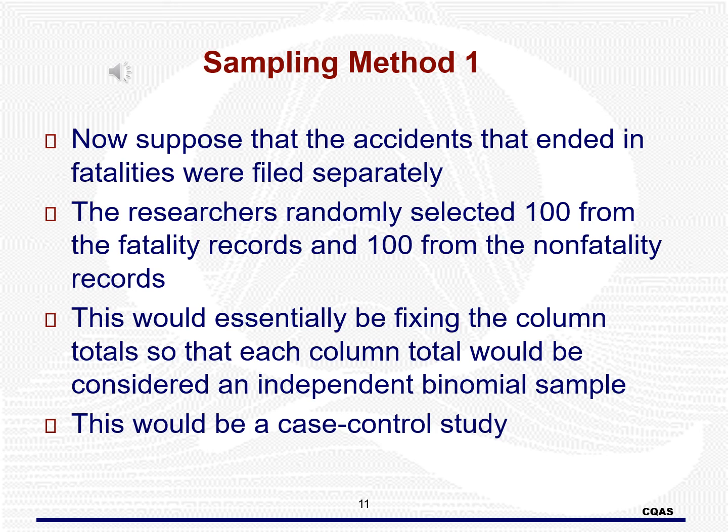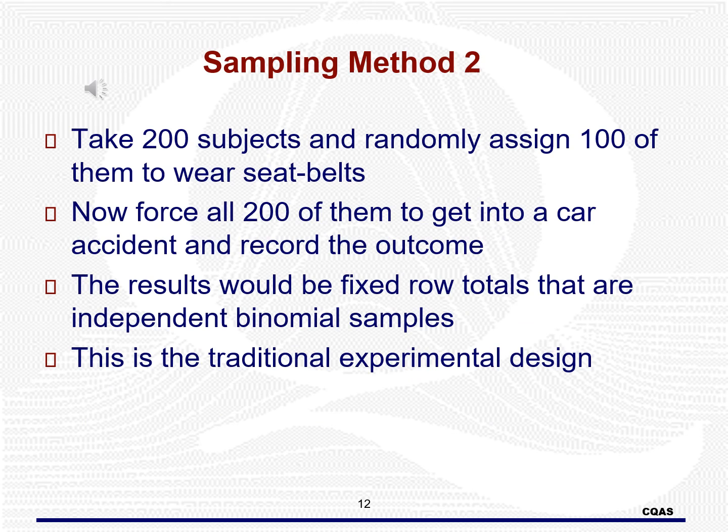By doing this, each column total would become an independent binomial sample. This would be considered a case control study. Another method would be to take 200 subjects and randomly assign 100 of them to wear seatbelts, then make all of them get into an accident and record the results. This is similar to the previous study, except now the row totals are fixed and become the binomial random variables. This is an example of an experimental design. We know that this study would never be run based on moral issues.